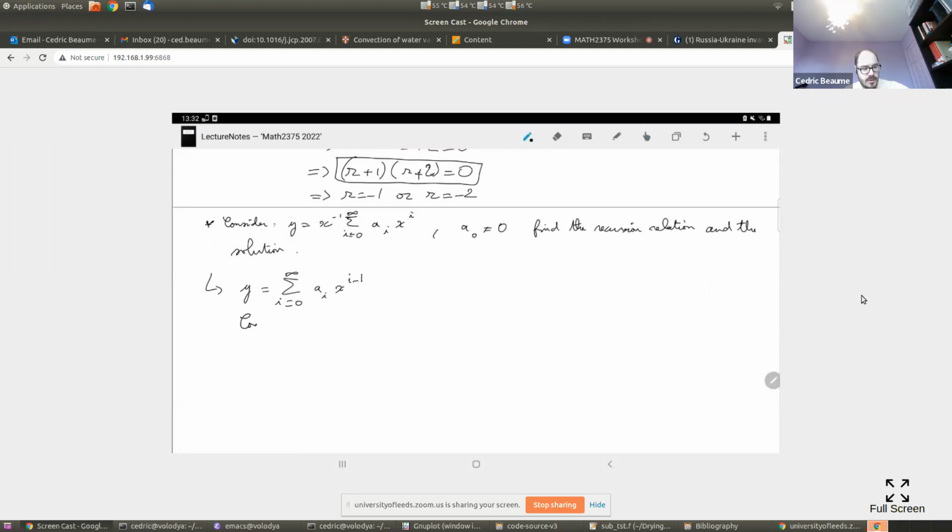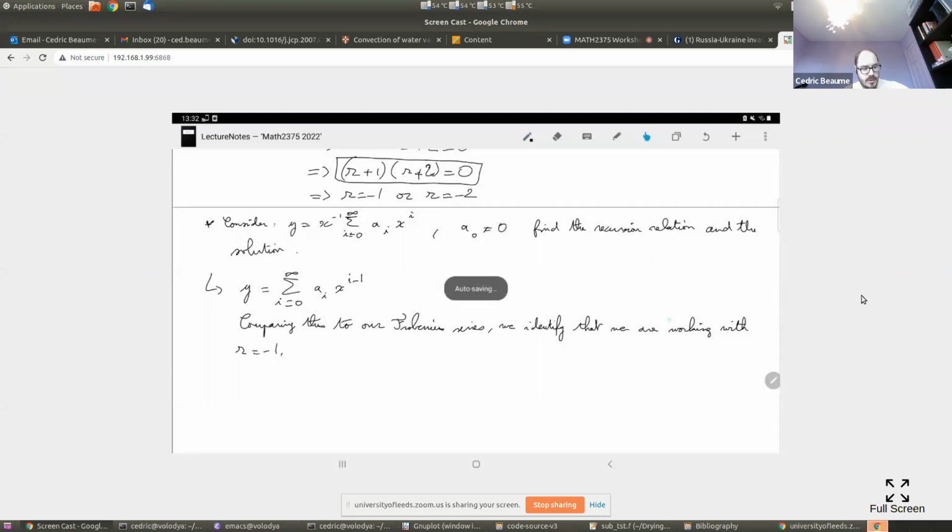Comparing this to our Frobenius series, we identify that we are working with r equals -1. Okay, so, well, very good. So now we can get going with r equals -1.